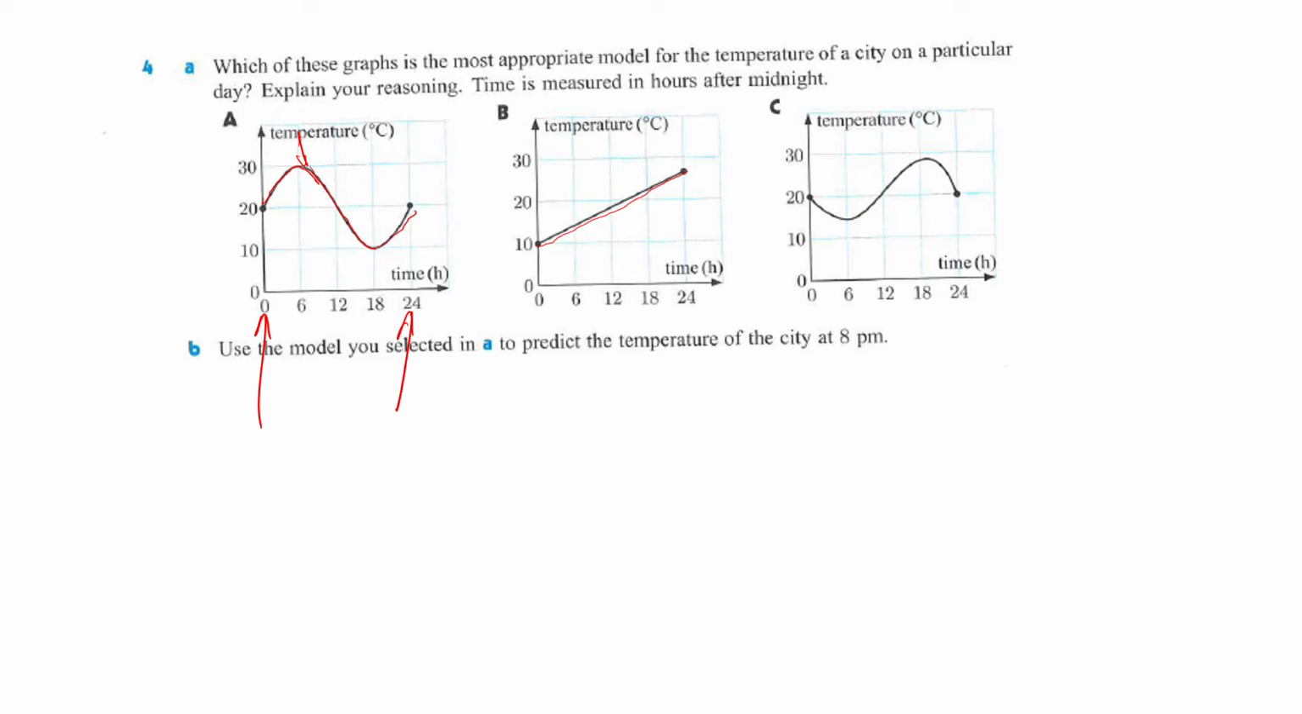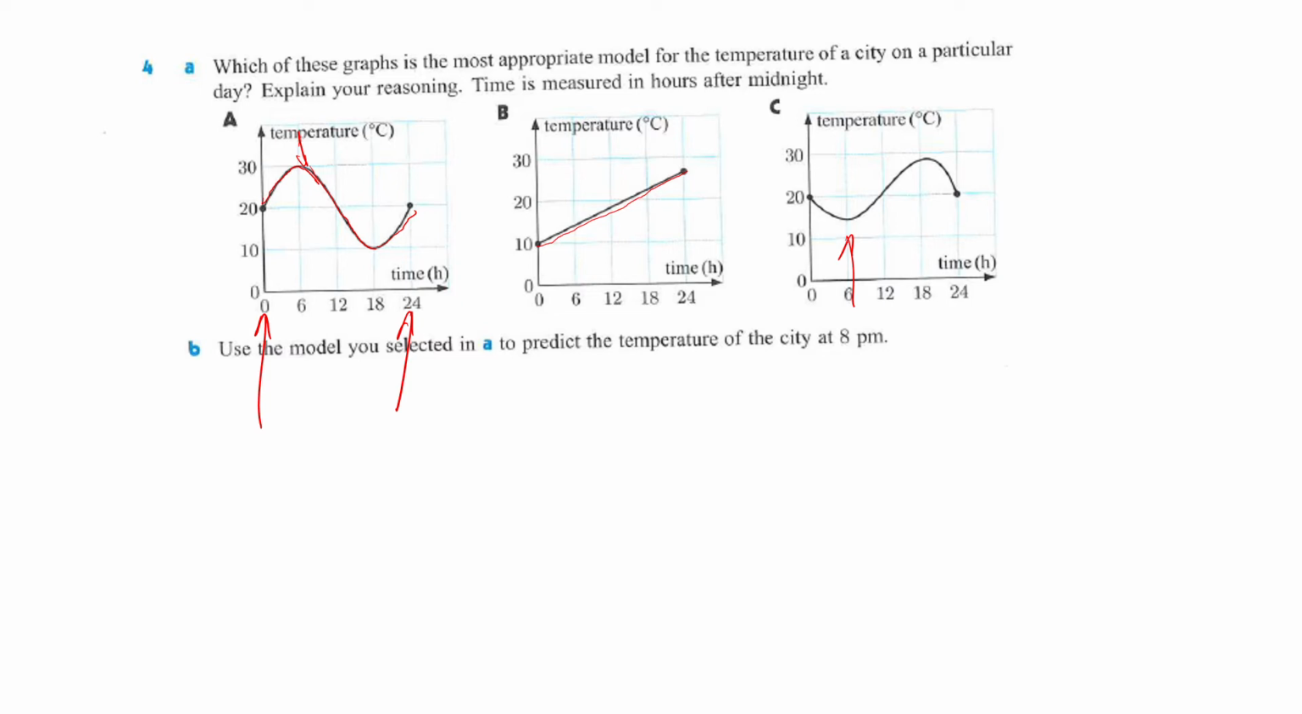We know the daylight hours, because of the sun rising, is when it's warmest, and then nighttime when the sun's down is when it's the coolest, and that's what this one shows. We were at midnight, it keeps getting colder until the sun rises at about 6, increases, and then drops again. So C is the best model of this.